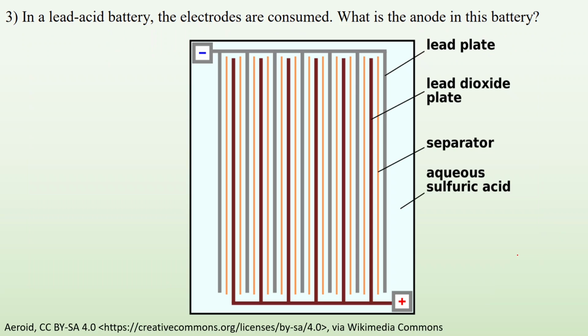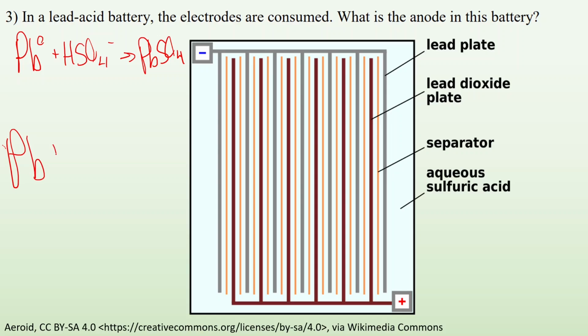All right. Cool. Number 3, in a lead acid battery, the electrodes are consumed. What is the anode in this battery? What I like about lead acid batteries is that it's kind of cool how they end up with the same product. The anode and the cathode both make the same thing. At the anode, we're starting with lead metal. We're reacting it with some sulfuric acid, and we're making PbSO4. And then there's other stuff. This isn't balanced. But at the cathode, we're starting with PbO2, where the oxidation number for lead is +4, and it's going to get reduced, and eventually it makes PbSO4 as well.